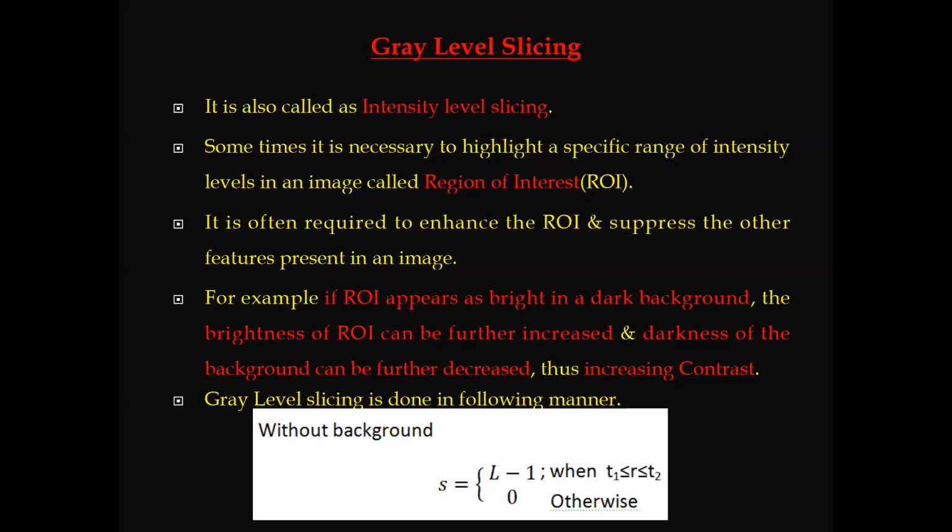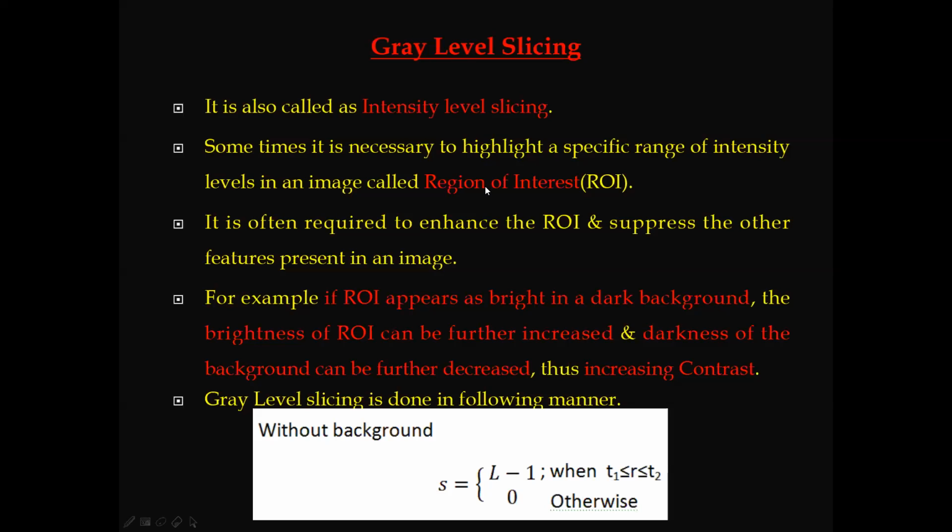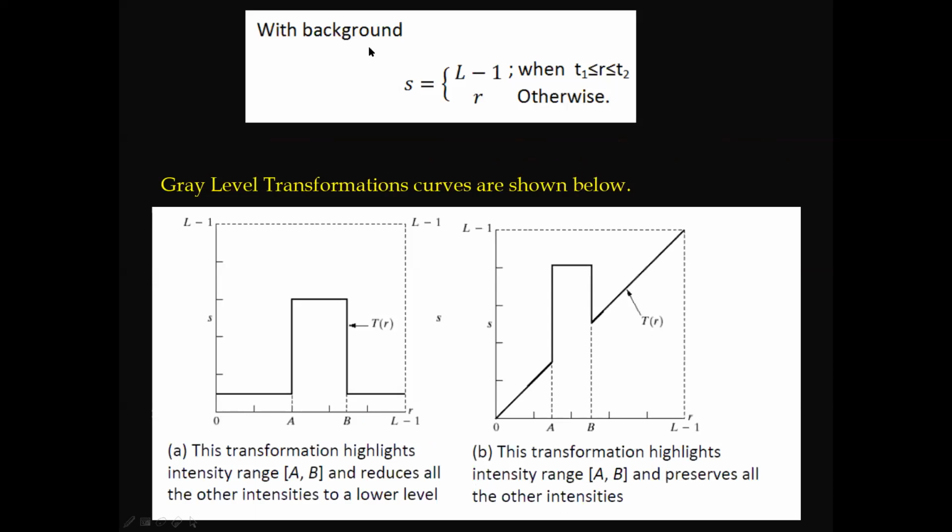So the gray level slicing can be done in the following manner: with background or without background. We can perform the gray level slicing in two different cases, one without background and one with background. This is the formula for without background: S equals L minus 1 when T1 is less than or equal to R less than or equal to T2, and equal to 0 otherwise. And with background: S equals L minus 1 when T1 is less than or equal to R less than or equal to T2, and equal to R otherwise.